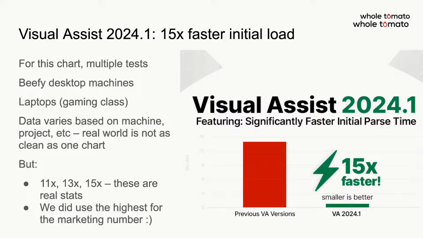So what's some actual data? Well, you might recognize this chart from our marketing material, but we tested multiple times with different machines. All were quite powerful, but some were powerful desktops and some were gaming-class laptops. Now, obviously, the data varies, and the real world is not as clean as one chart, and we took the best number for our marketing. But we're seeing real measured speedups of 11 times, 13 times, and more. Now, sometimes on some machines it's less. Our peer Nunu, who provided the videos playing in the corner earlier, saw only a 7 times speedup on his laptop. But a 7x performance improvement is still very good, and that seems about the minimum we've measured, and you will hopefully see much more than that.